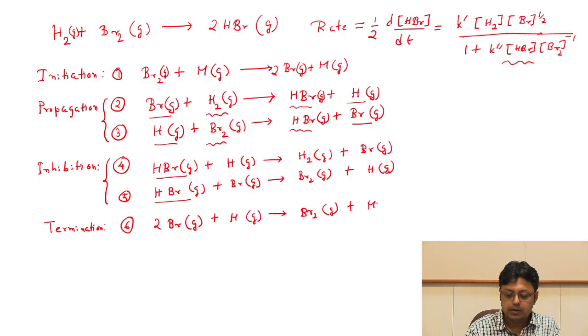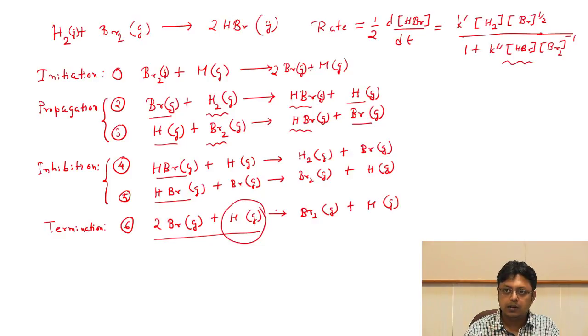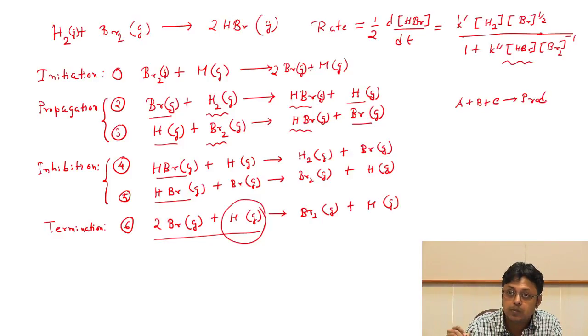Now you can argue that the probability will be very low. Of course it will be very low because it's a three-body collision, but the point here is that when two bromine atoms collide and form a bond, some energy is released, and there should be a third body to take up that energy. So that's why we considered a three-body collision here. It is not like the three-body collision where we said that we won't consider an elementary reaction like A plus B plus C going to product, because those are not possible.